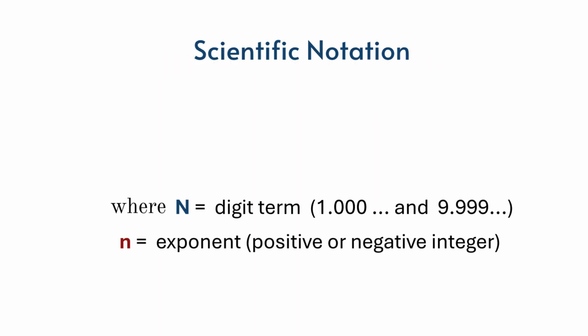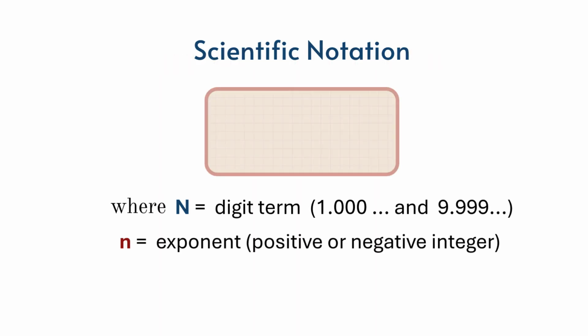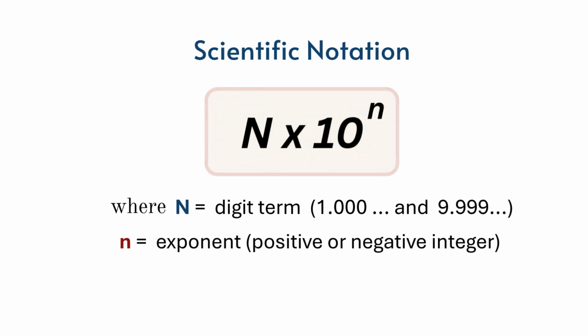A number in scientific notation is written in the form capital N into 10 to the power small n, where capital N is a number greater than or equal to 1 but less than 10, and small n is an integer called the exponent. The exponent may be positive or negative depending on the number being represented. Now let's understand this with examples.